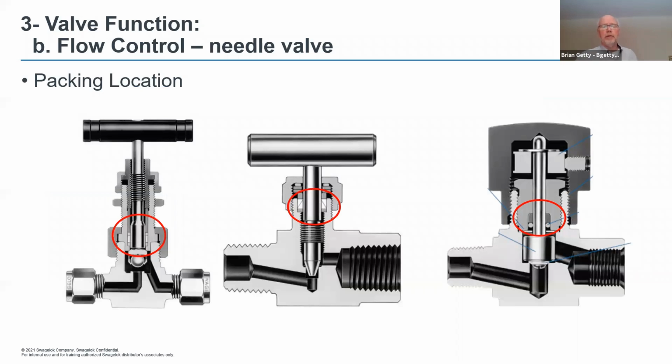Here's another example of what I was talking about. Know where your threading is on your stem. Very important. In this particular instance, you've got your packing here and your threads are above. But here's a very economical needle valve that you will find in industry. On this particular needle valve, as you can see here, the threads are within the flow. So the lubricant that's on there could get washed out depending on what your media is. You want to be careful of that.